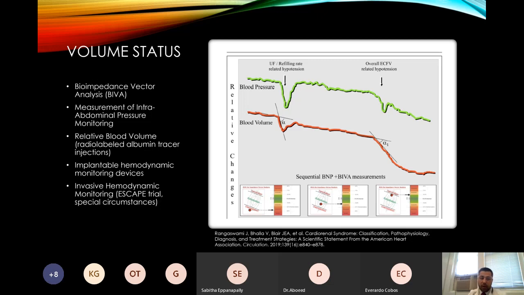Another thing we can do is relative blood volume measurement. This uses radio-labeled albumin tracer injections. It's a really good tool for assessing intravascular blood volume.